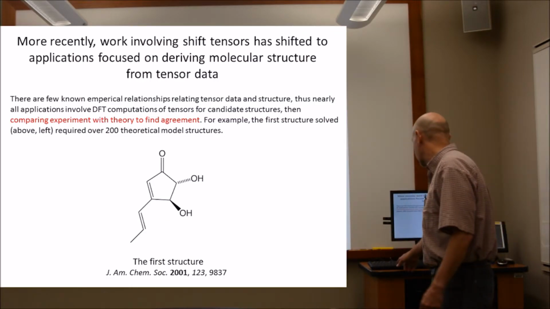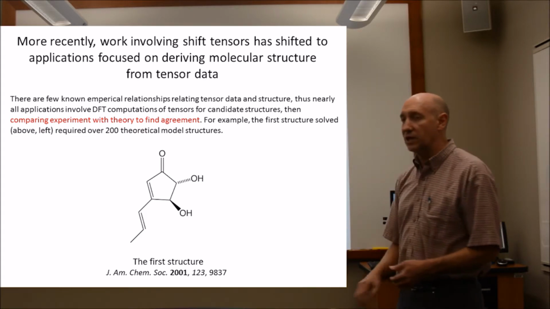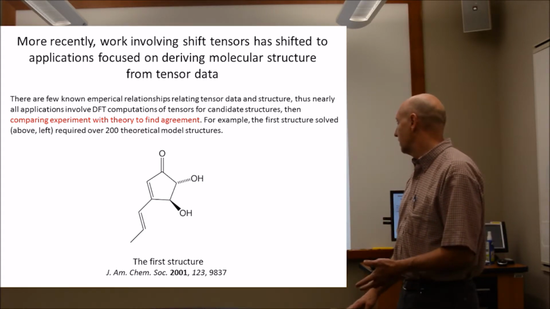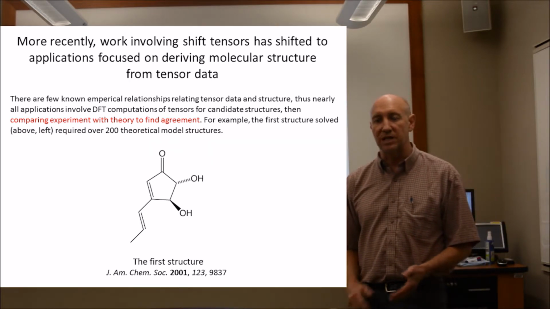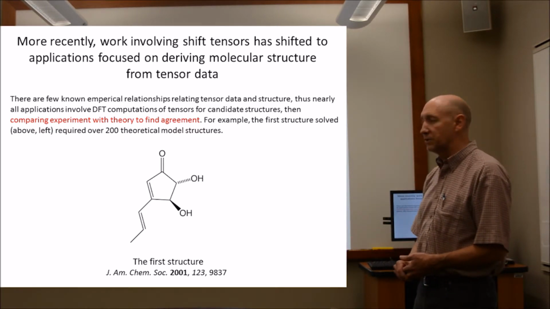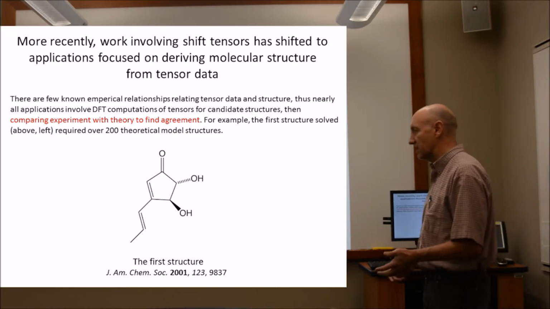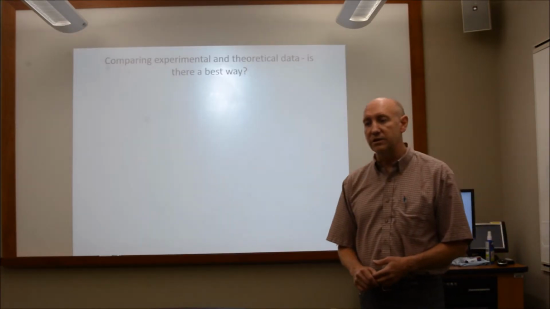For example, the first structure done was this small fungal product from Papua New Guinea. And since it's small, we can actually think of building all possible stereochemistry and conformational possibilities. And when this was done, we had about 200 model structures, and we were able to derive the correct stereochemistry and conformation for this.